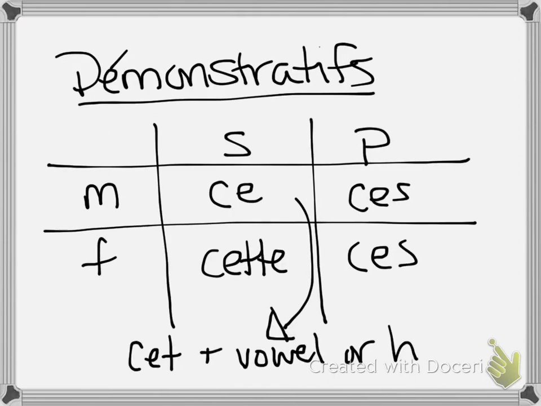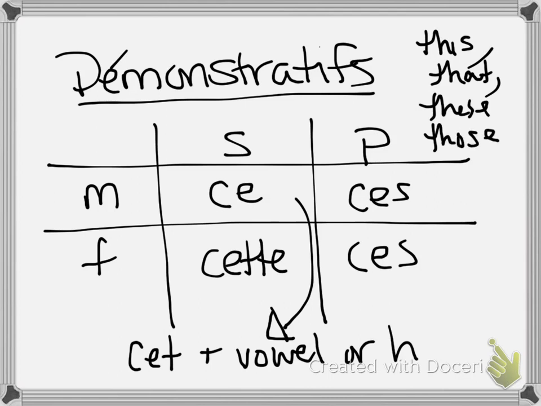Les adjectifs démonstratifs, these are the equivalent in English of this, that, these, or those. So the masculine singular is ce, feminine singular cette, and the plural for both is ces. The only thing you need to be careful of here is that if you have a masculine singular noun that starts with a vowel or an H, you need to change it to cet, C-E-T.